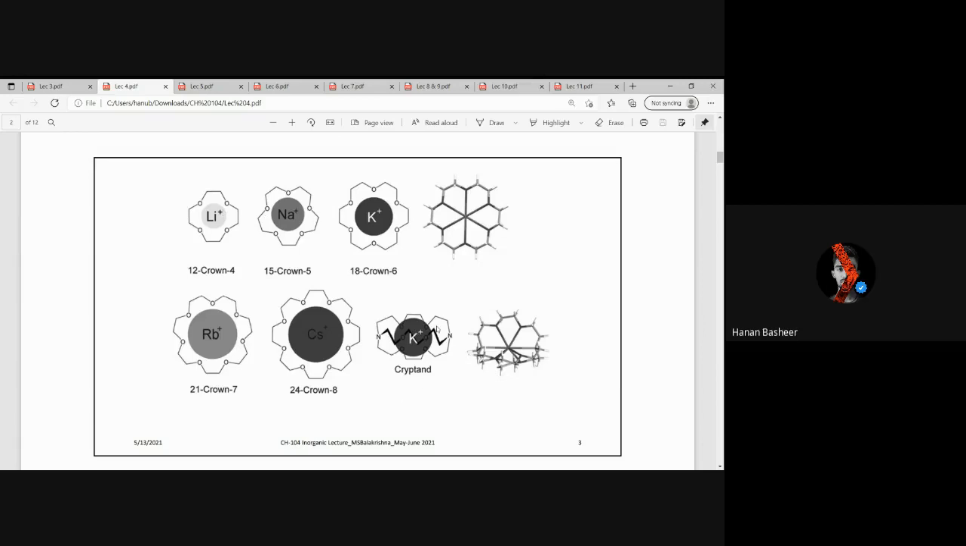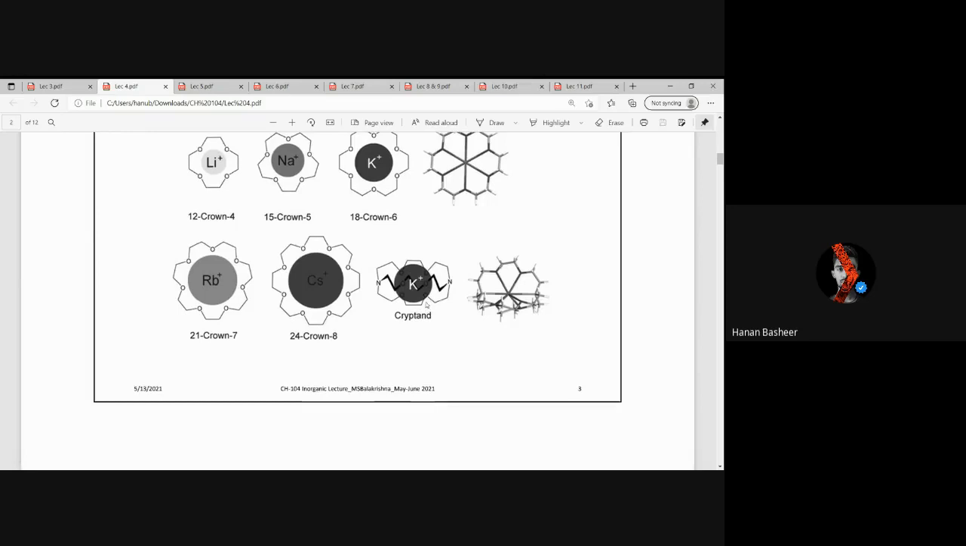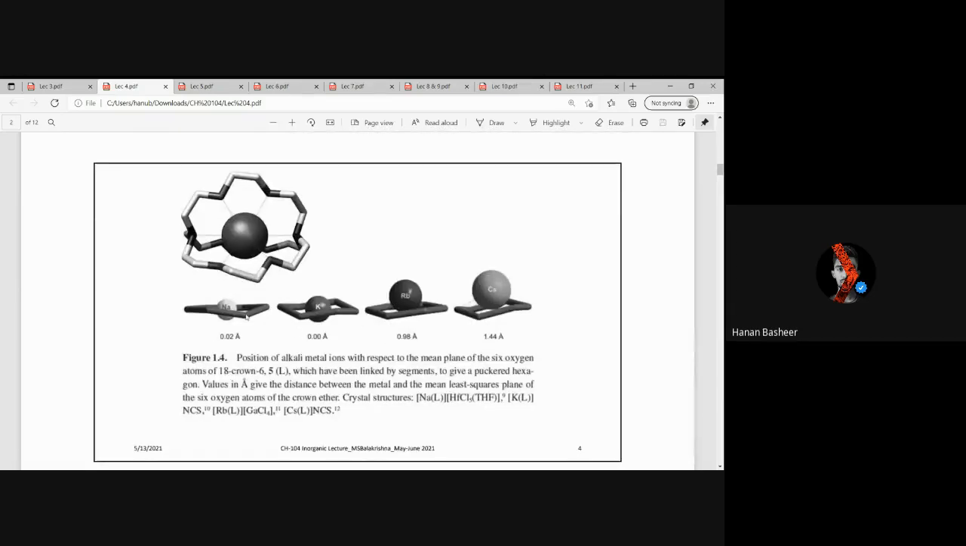And this is cryptand. Cryptand is very good for the potassium cation, as it covers it from all sides and its coordination is quite good. This is just like I discussed: if you place a bigger cation at the center, like rubidium and cesium, it won't be able to fit inside this coordinating molecule.